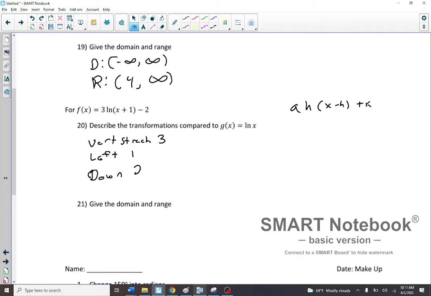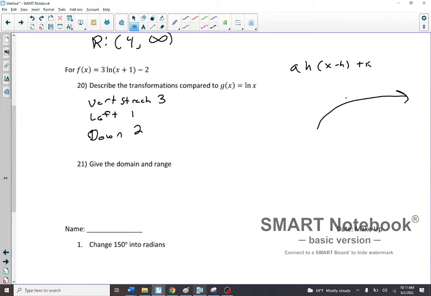Wait, what shape is this? It would look like this. So it's like an inverse of exponential. So exponentials, they start flat and then shoot up. Logs, they start shooting up and then they flatten out. Give domain and range. So it would look something like this.